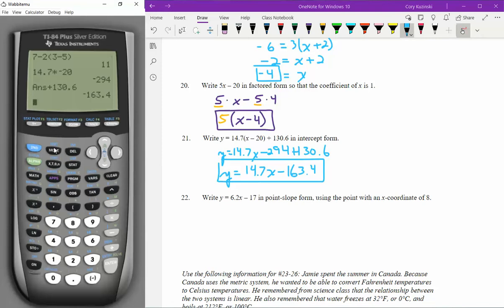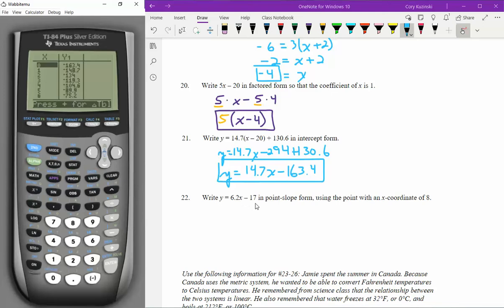Now we already knew the slope. What if we just entered the original equation in? 14.7 times x minus 20 plus 130.6. And then we went to the table. We could see that the y-intercept right there is negative 163.4. All right, so that's a way you could probably skip this middle step, even though we should know how to do distributive property and combining like terms.